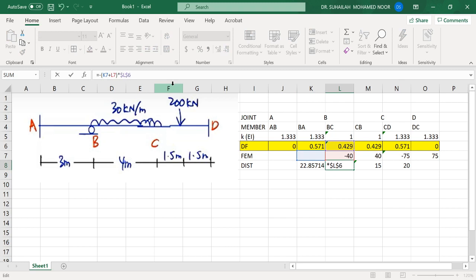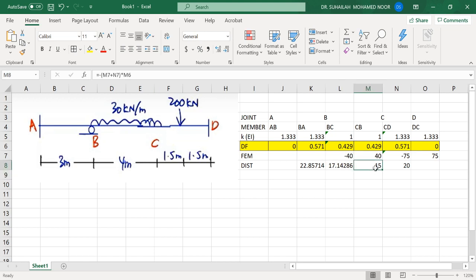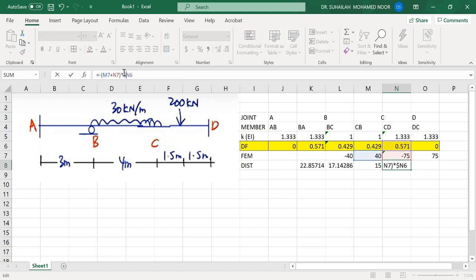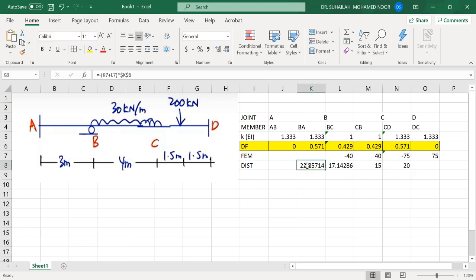L6 we have to log. Then for this one, M6 also we have to log, and CD also we have to log. Now this one I want to set decimal point up to 3. So let's settle the distribution, the moment distribution, at the level distribution.